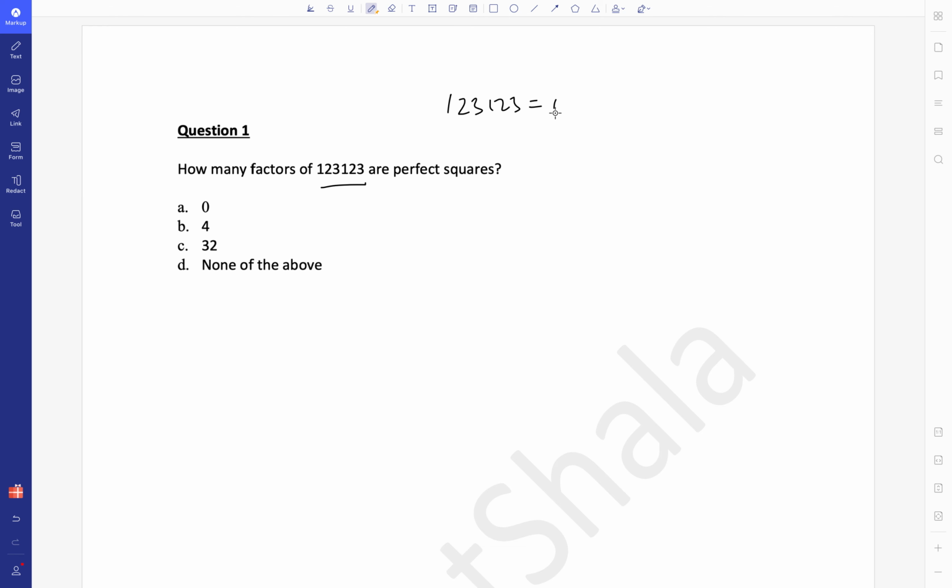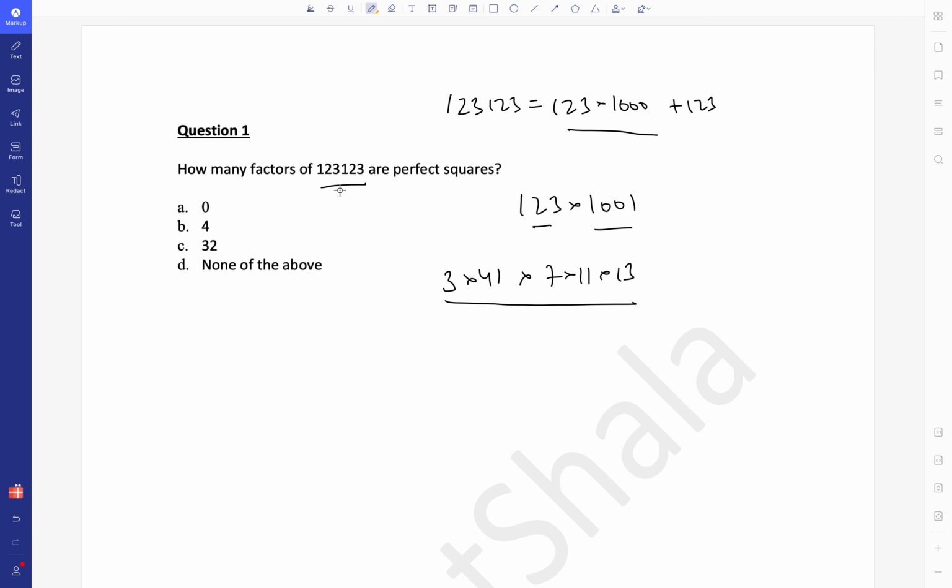This can also be written as 123 multiplied by 1000 plus 123, right? Again, this will give you the same result as on the left hand side. So you can take 123 common from here, this will become 123 into 1001. Now factorize these separately, it becomes very easy. 123 is 3 into 41, multiplied by 1001 which is 7 multiplied by 11 multiplied by 13. So this is the prime factorization for the given number.